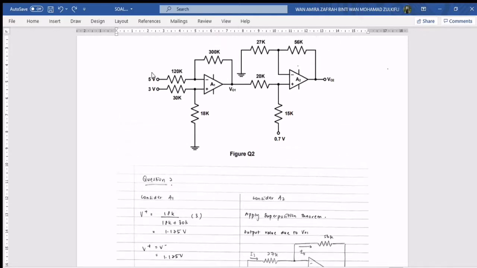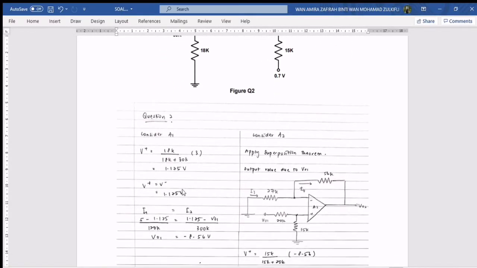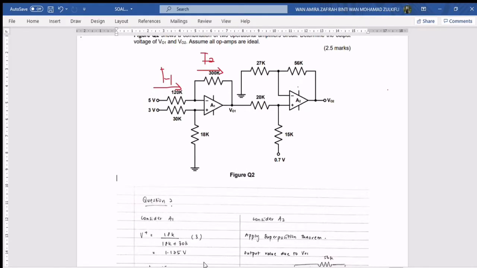Next, to find the value of V output 1, we can use current in equal to current out. Current in here I put as I1, current out here I put as I2. I1 is equal to 5 minus 1.125 over 120k, equal to current out I2, which is 1.125 minus V output 1 over 300k. So we calculate the equation, we get the value of V out 1 is negative 8.56 volt.